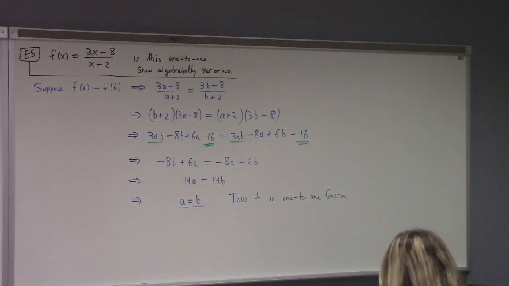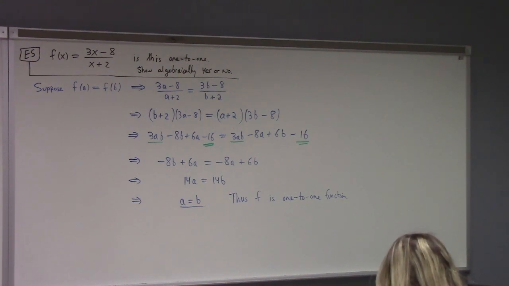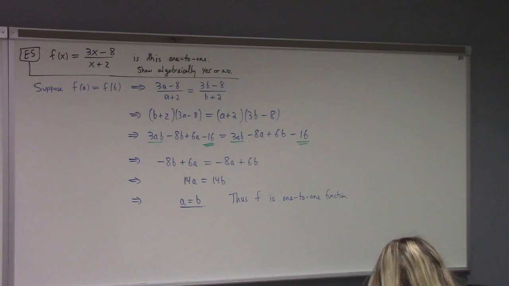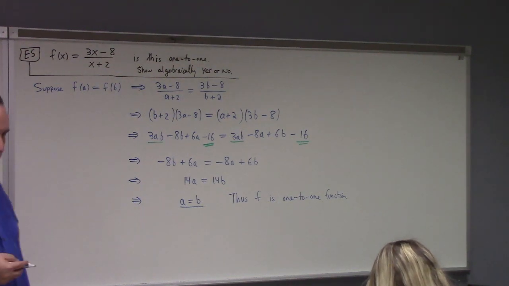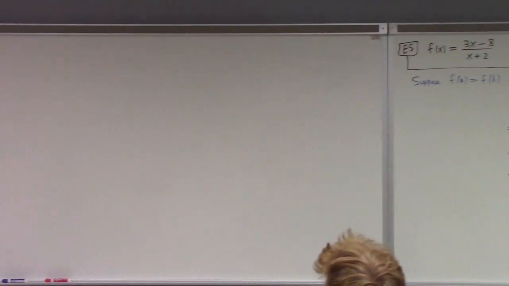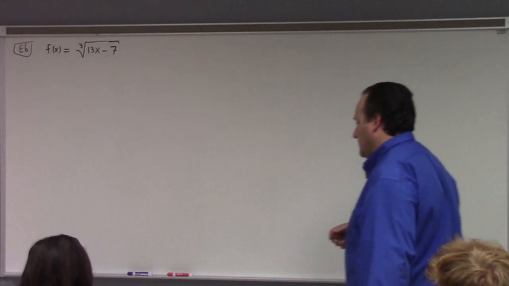Let's do another, yeah? Example 6. Let's suppose we have f of x is equal to, say, the cube root of 13x minus 7. All right, is this a one-to-one function? What do you guys think? I think we can all agree, you could graph it, but I think it's more fun to not graph it. Let's just do the algebra. Let's check if this is one-to-one.